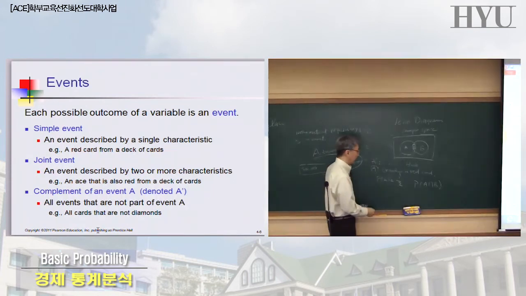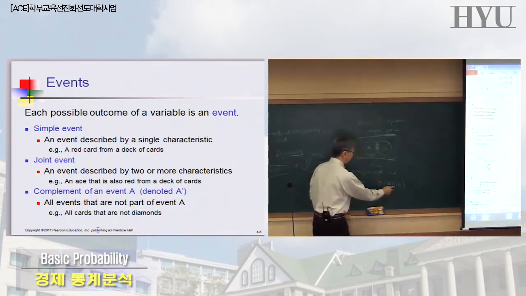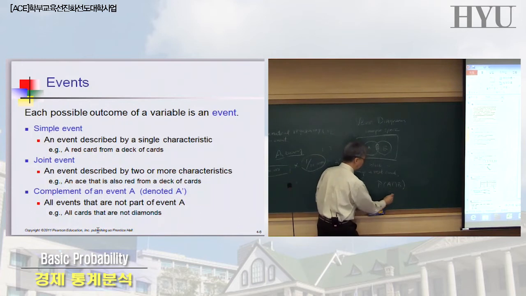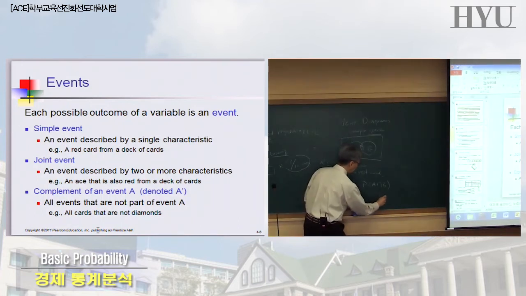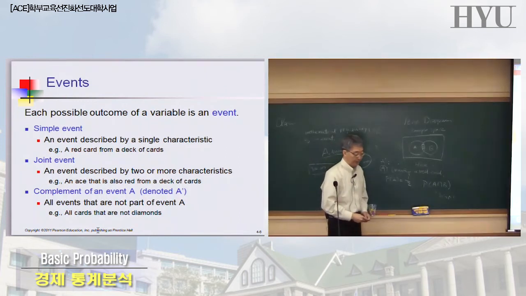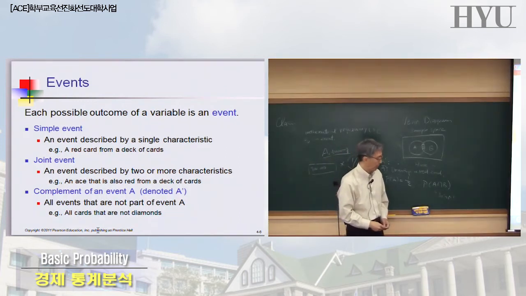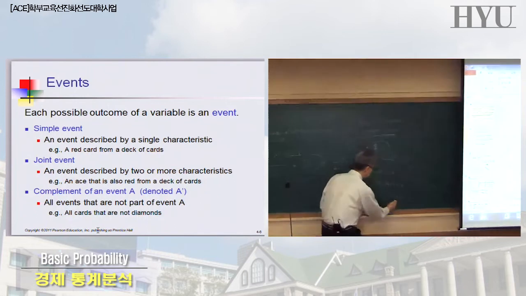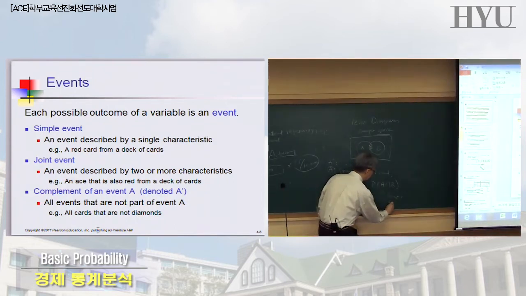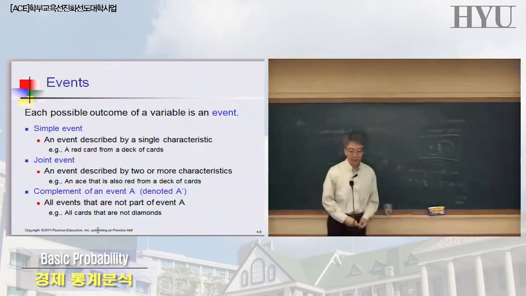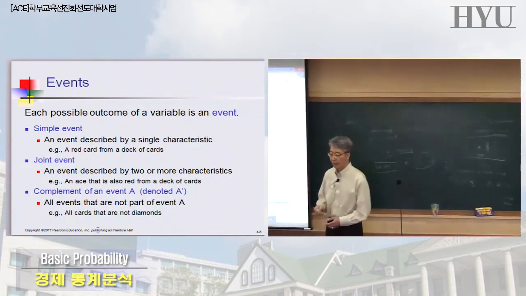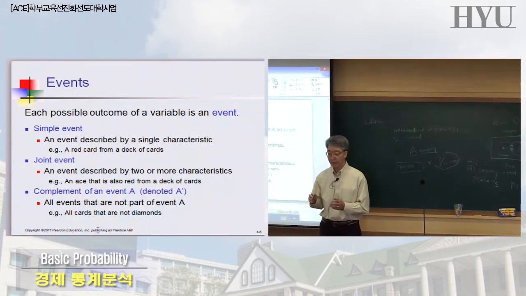All right, so this is a symbol. We read it as joint. A joint B, or A and B. Which means this is the case: the event A and B occur at the same time.